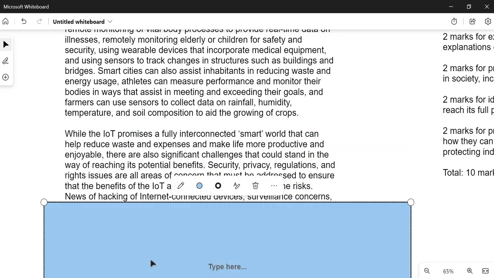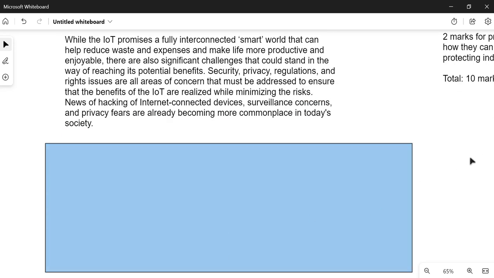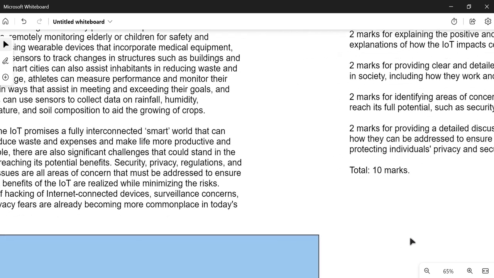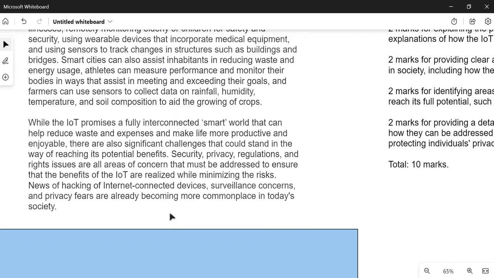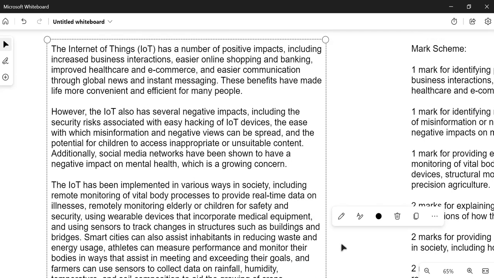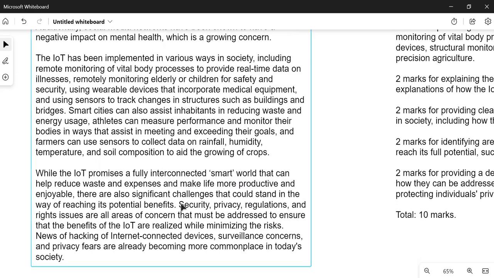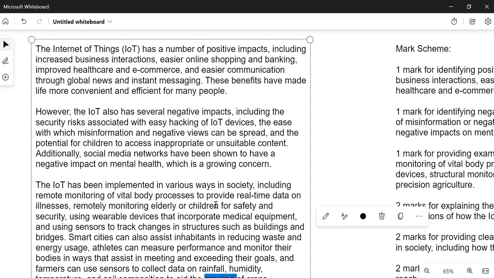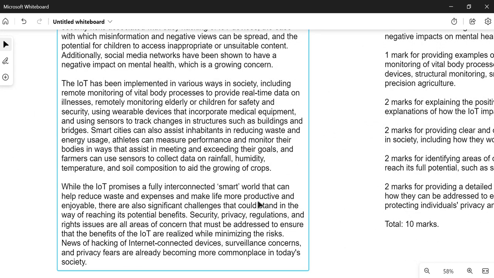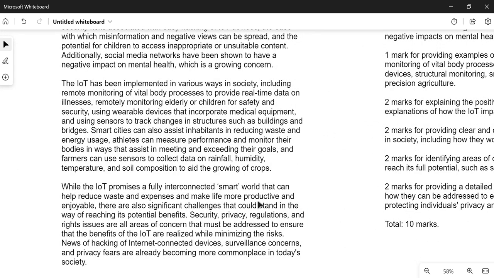Finally, we're talking about the detailed discussion areas of concern, explaining how they can be addressed. So how can we address any concerns? So this talks about security and privacy and all that. Stop going all the way down there, man. Sorry, I'm having a nightmare because my trackpad's not working. Let me see if I can get it working now.